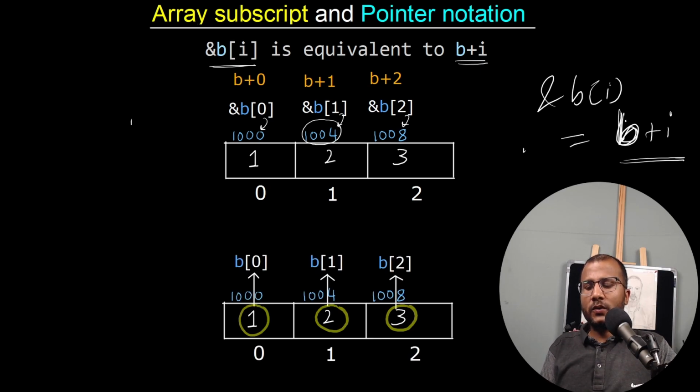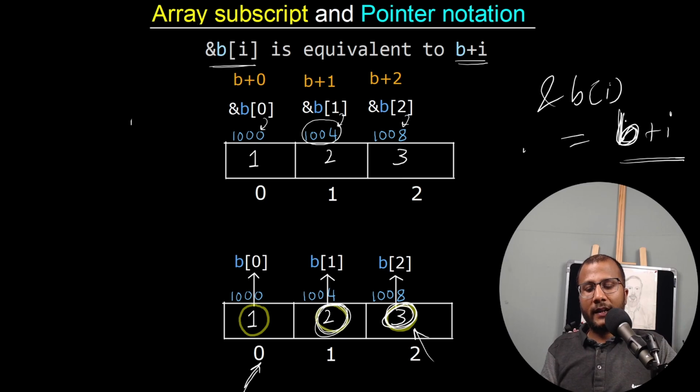So 1, 2, 3 are the values stored in this array, in the locations 1000, 1004 and 1008. How do I access this value 1? We just directly write the name of the array, subscript, index of that element. So the name of the array is b, subscript 0. At index 0, I've got the value 1. Similarly, how do I access this value 2? Array name b, index 1, b[1] is 2. To access the value 3, I write b index 2. At index 2 I've got the value 3, so b[2] is 3.